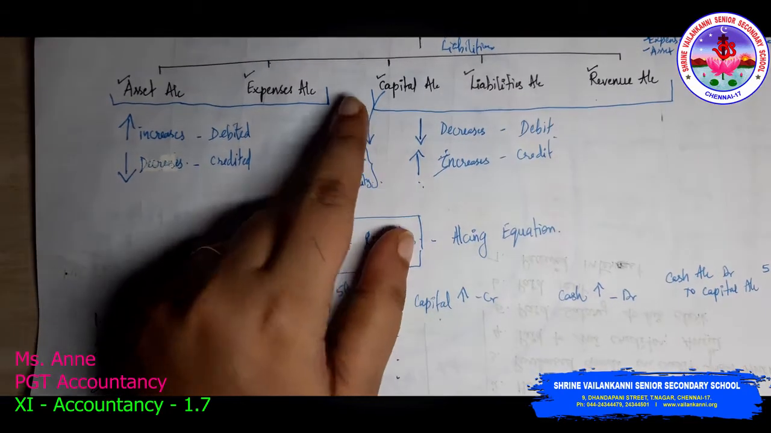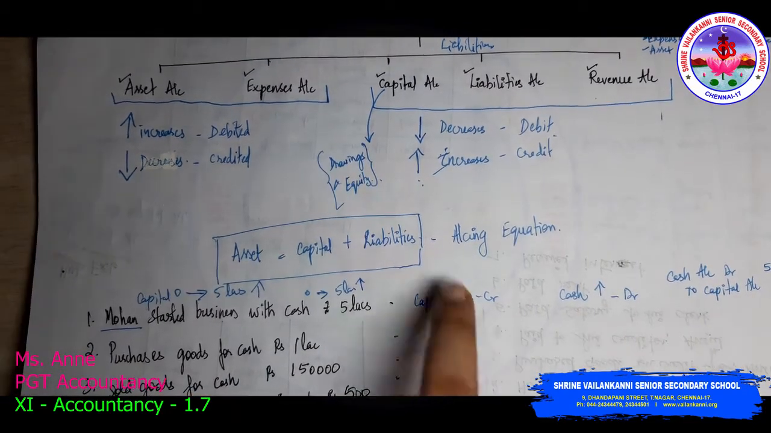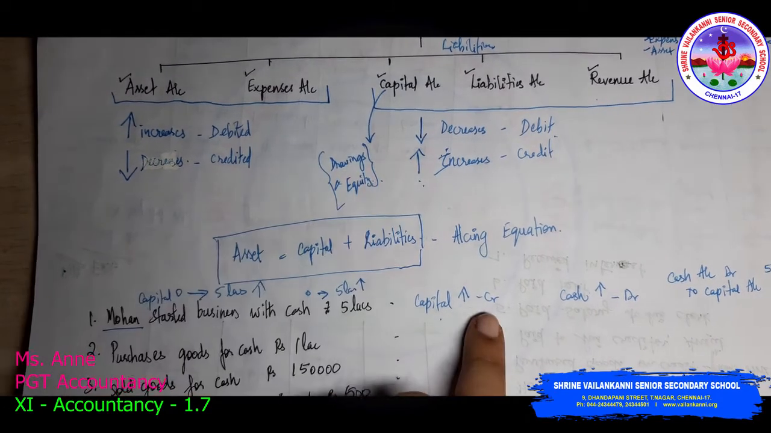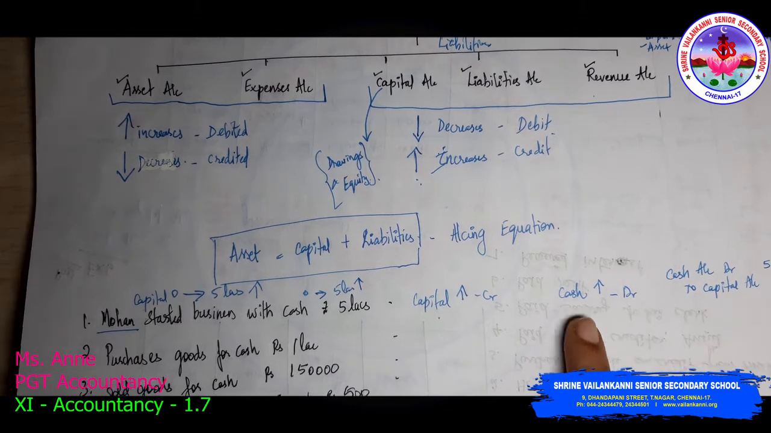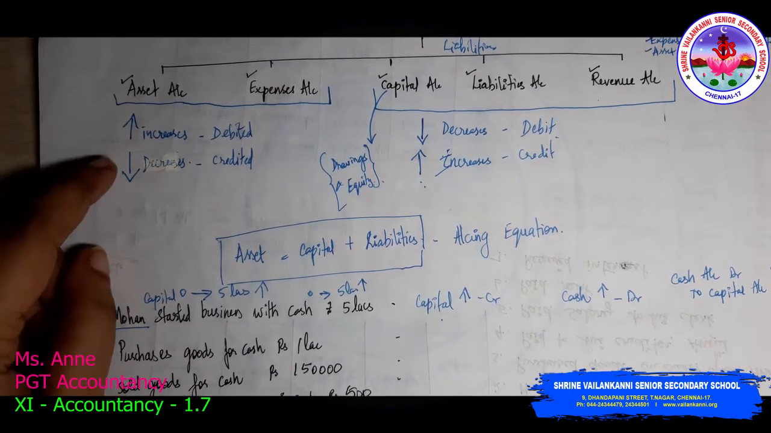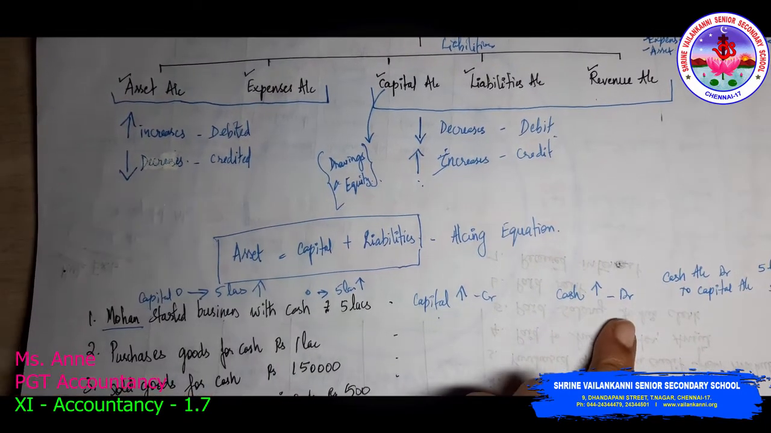Okay, so liability side. Capital is increasing, so it will be credited. Cash is also increasing. Cash is an asset, so an increase in asset will be debited.